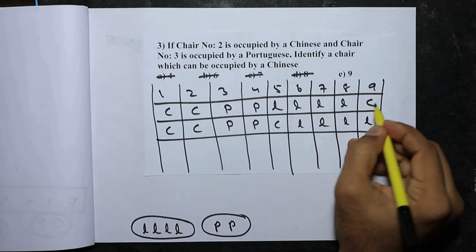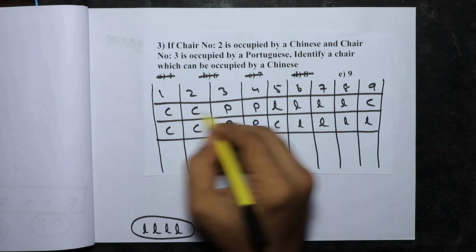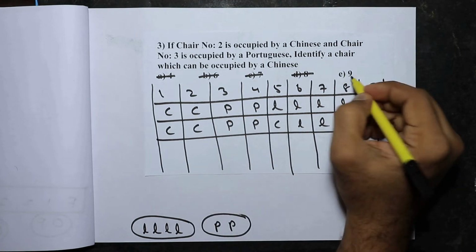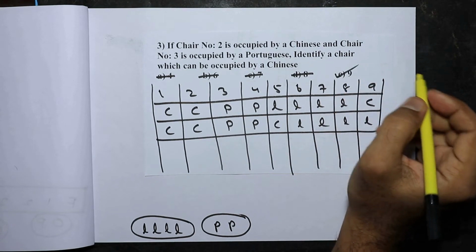Chair number 9 can be occupied by a Chinese. If this is the arrangement, it is possible. So the correct answer is option E, 9.